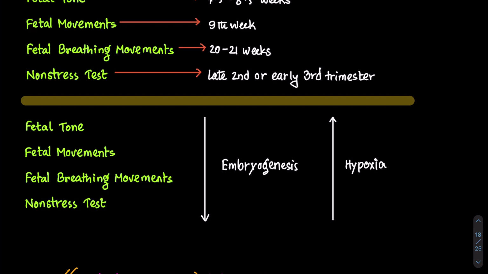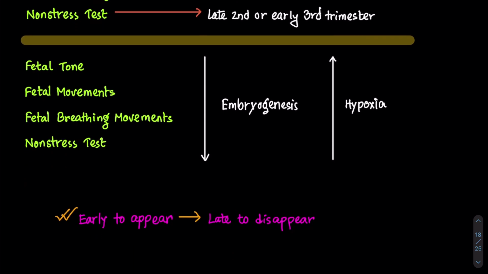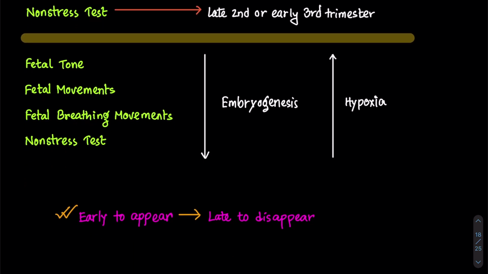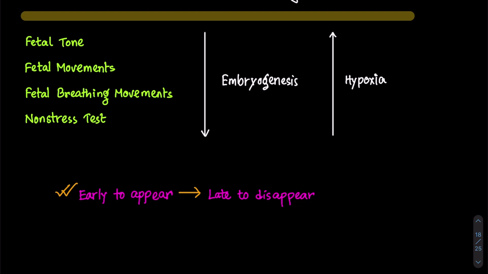We will learn a trick now. Centers developed later are more sensitive to acute hypoxia. For example, the loss of cardiac reactivity and suppression of fetal breathing movements would occur with relatively mild hypoxia. Cessation of fetal movements and eventually loss of fetal tone would occur with progressively more profound hypoxemia. So in short, we can remember that early to appear, late to disappear.